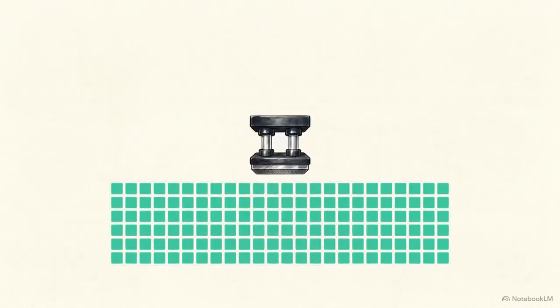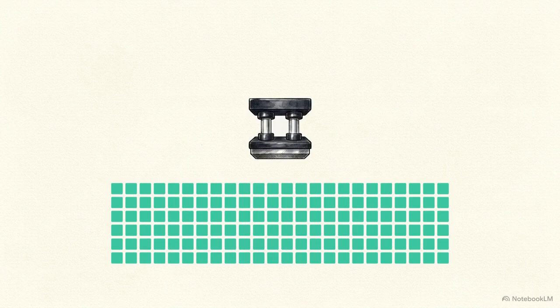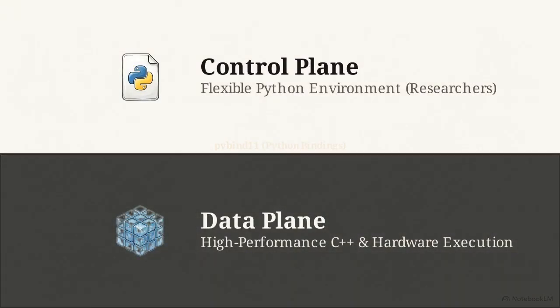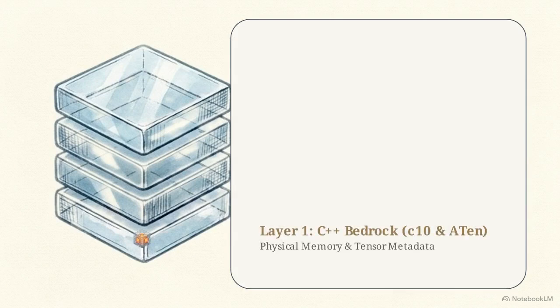But GPUs are designed for massive, predictable throughput. They starve if they have to wait for an interpreter to feed them operations one by one. To hit peak utilization, they require highly optimized, statically compiled kernels. PyTorch resolves this tension through a layered architecture. It separates the high-level control plane, where researchers write Python, from the low-level data plane, where the actual computation happens.